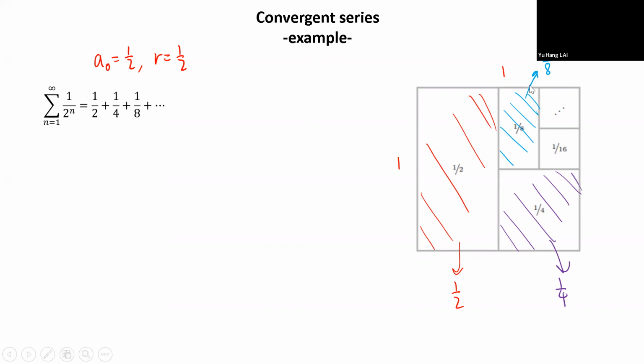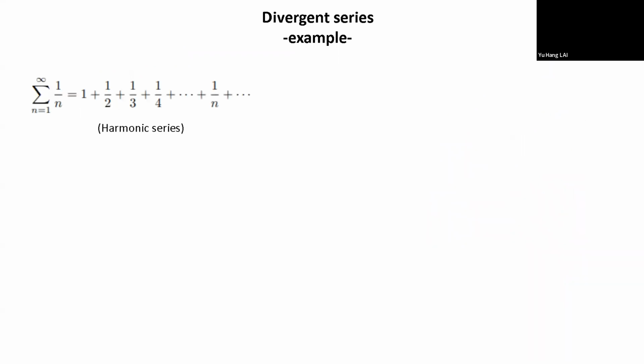At most, you are going to get the whole plate, which is 1. And that's why this infinite series will always just tend to a finite value, which is 1. And this is a convergent series.